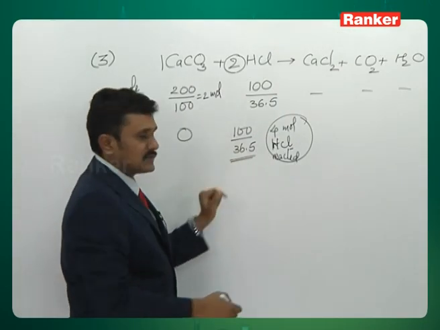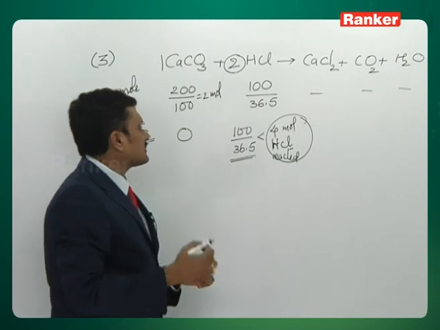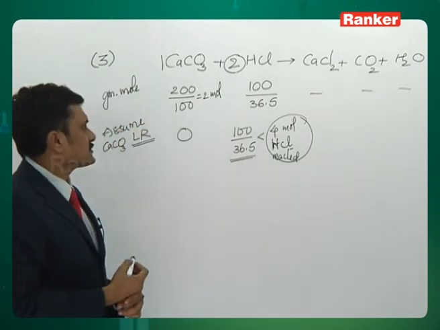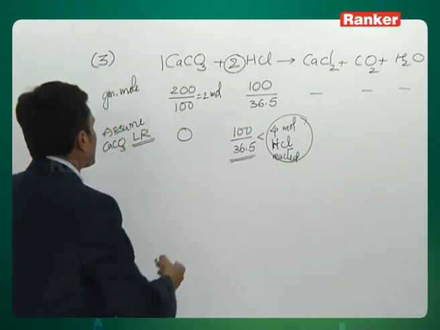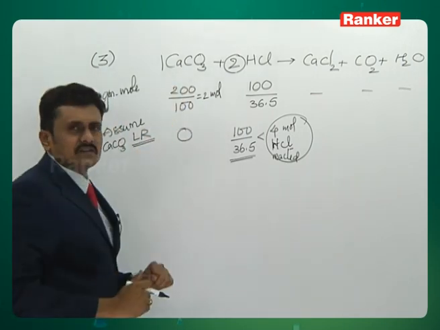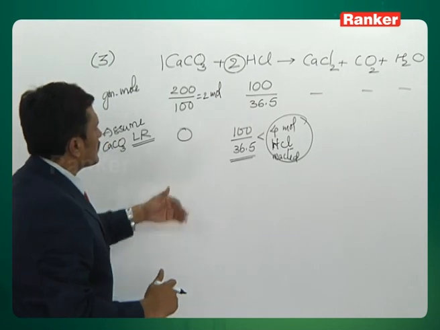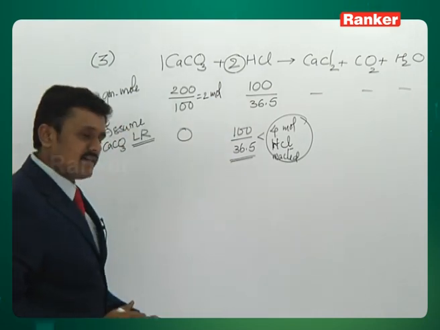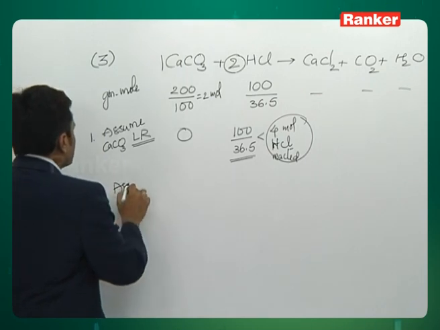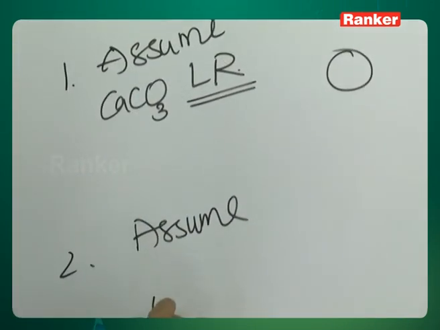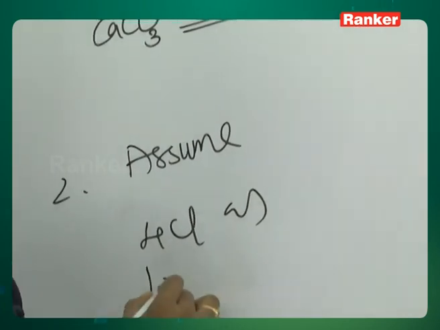For 100 by 36.5, whose value is less than 4, can we expect this to take place? Obviously not. That means we made a mistake here by assuming this as the limiting reagent. So let's move on. Let's predict the other one, whether it is acting as a limiting reagent or not. Now in such case, I'll assume HCl as limiting reagent.